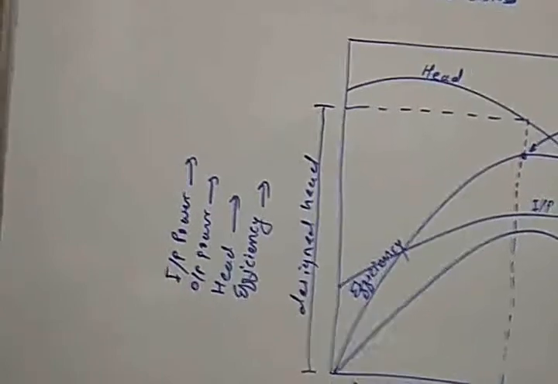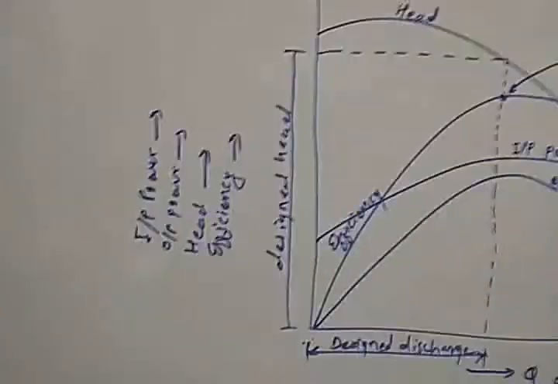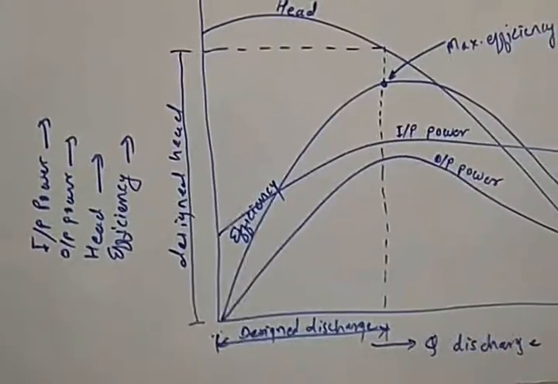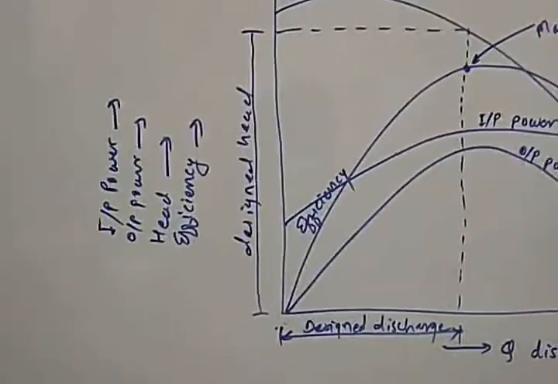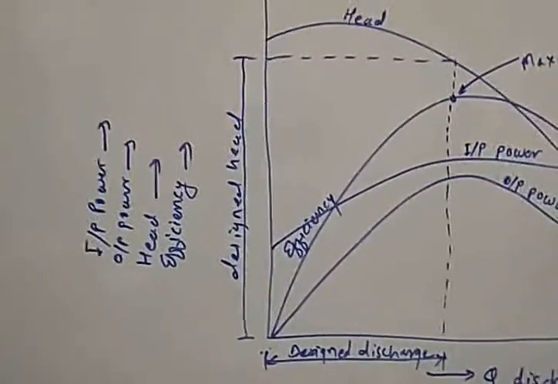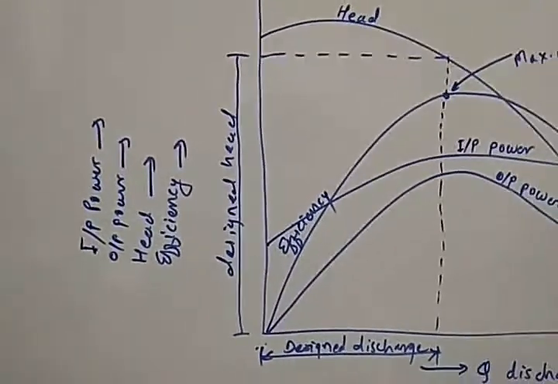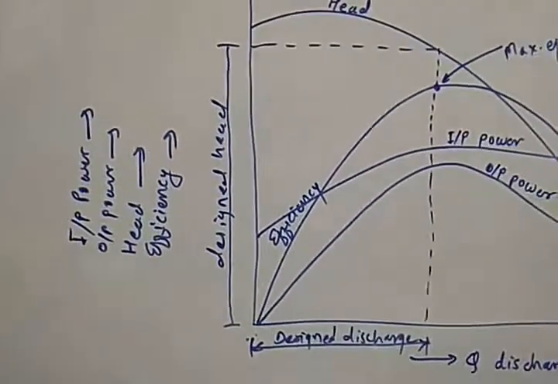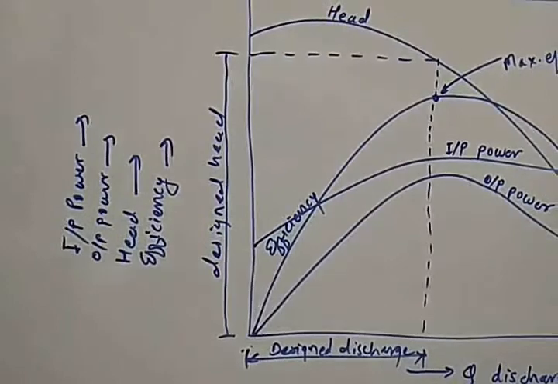Also the power versus Q curve, so input power and output power, is shown over here. From this we can see what size of motor will be required to operate the pump at this particular required condition, and whether or not this particular motor will be overloaded under any other operating condition.